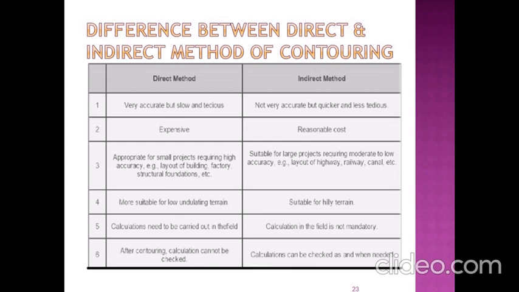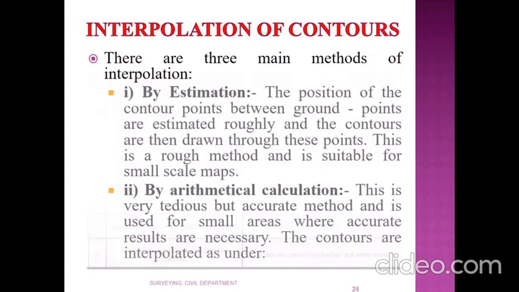So this is all about the difference between the direct method and the indirect method. So the next point is the interpolation of contours. Basically, the process of drawing contour lines by inferring the plane position and elevations from spot levels or from other contours with wider interval is known as contour interpolation. It is presumed that the intervening ground has uniform slope.